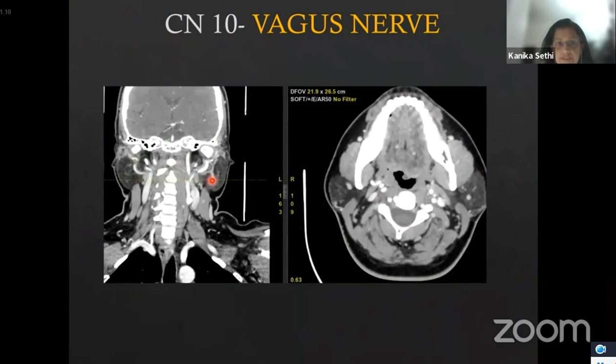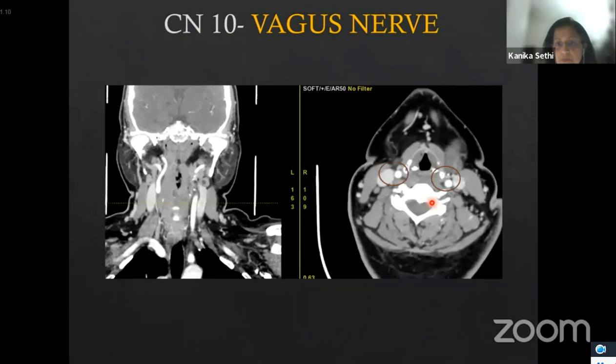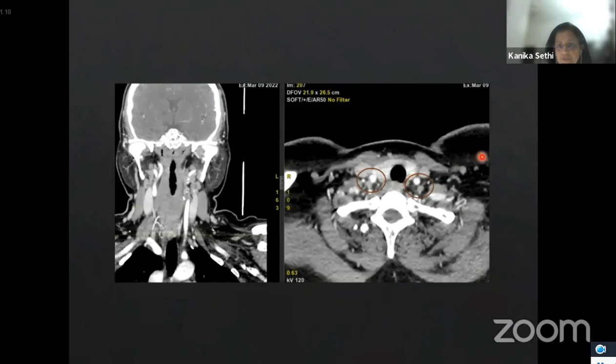So that's the axial section of the CT at the level of the upper neck. These are the carotid spaces. Here the vagus nerve is along the posterior aspect of the carotid. As you go down, again along the carotid vessels, it travels in the carotid space, posterior to the carotid vessels. Another section lower down, again along the carotid space. And then it goes into the thorax and deep down. So that's the course of the vagus nerve in the neck.